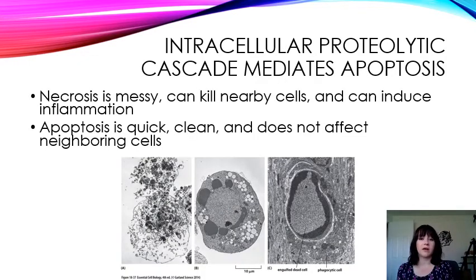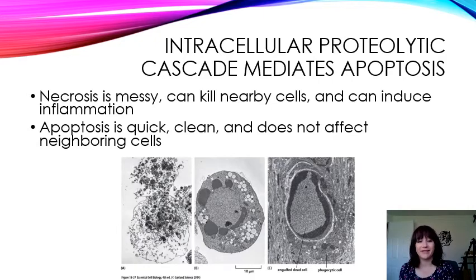Now, the opposite of apoptosis is necrosis. So this is usually caused by disease or damage, like mechanical damage to tissue. And this is messy. It can affect other cells nearby. So necrosis can induce inflammation. It can release toxic molecules to surroundings and can kill cells around it, whereas apoptosis is a much cleaner method of cell death. And so here you can see on the left we have a cell undergoing necrosis, and it's just kind of like, right?